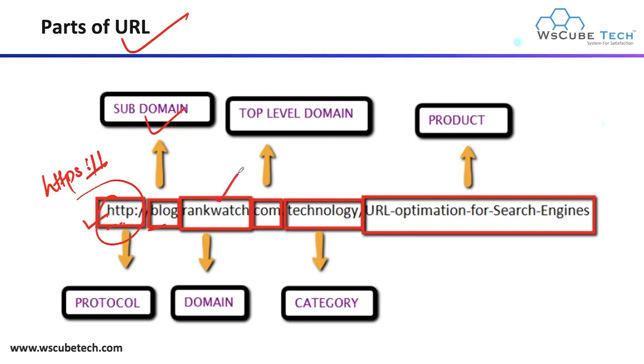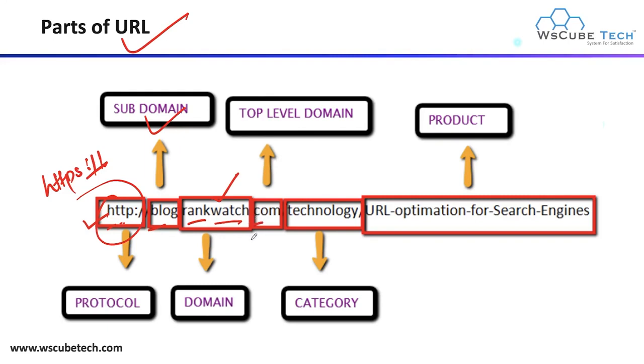Next we have the domain name. Just like you have the domain name Rank Watch or WsCube Tech, these are all your domains. It is the name of your website. Here you can see Rank Watch is the domain name, and it is recommended to choose a brand related domain instead of an exact match domain.